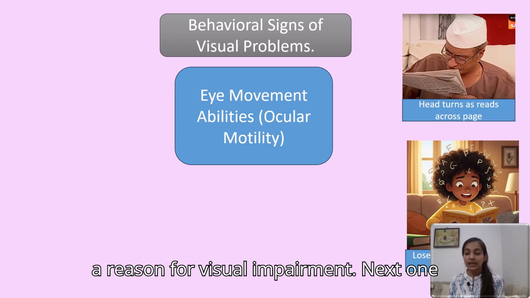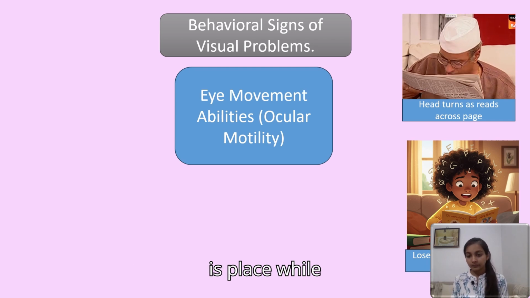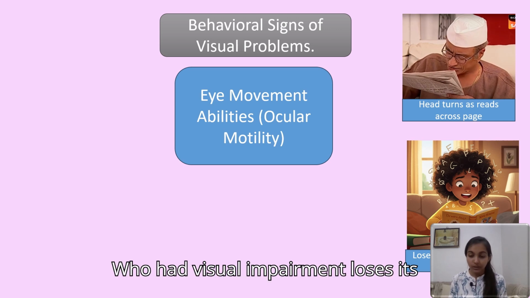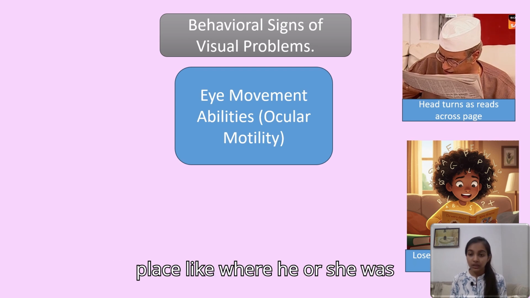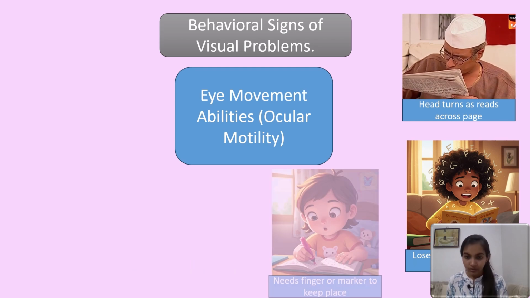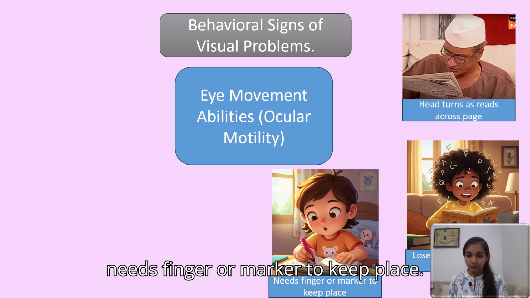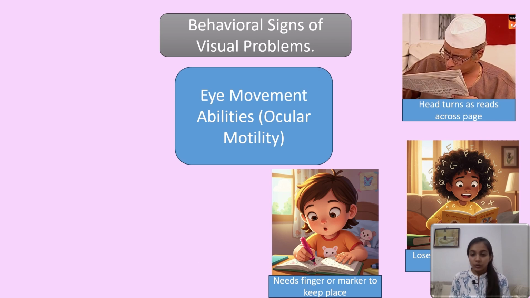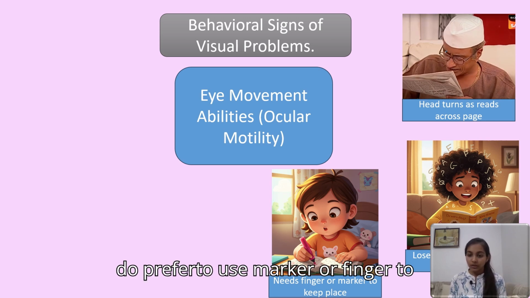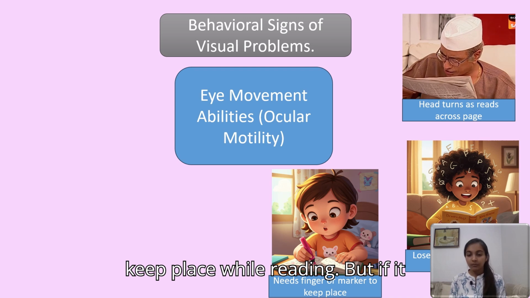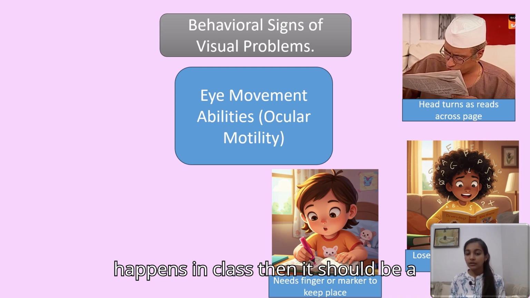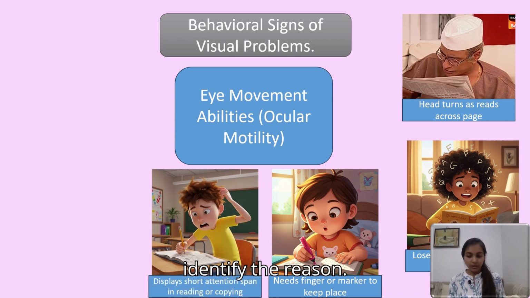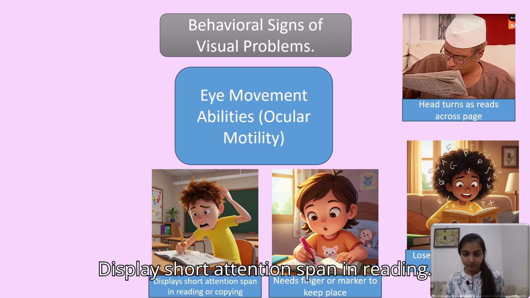Next one is loses place while reading. The student who has visual impairment loses his or her place, like where he or she was, and needs a finger or marker to keep place. Generally, primary class students do prefer to use a marker or finger to keep place while reading. But if it happens in higher classes, then it should be a concern for a teacher to identify the reason.